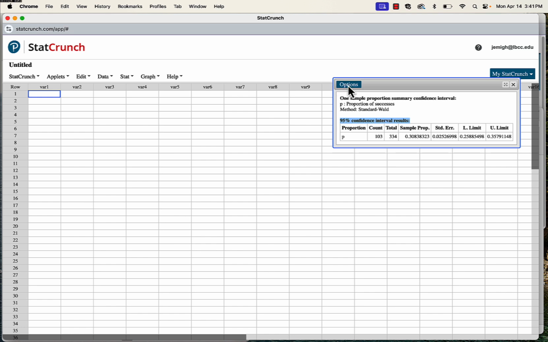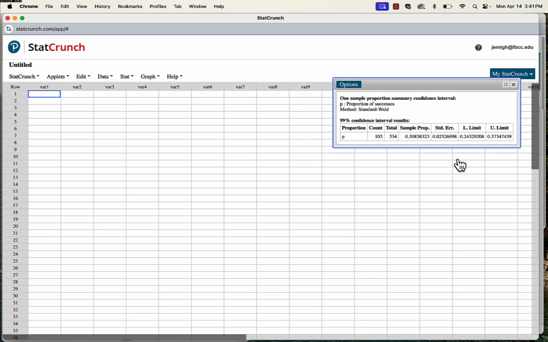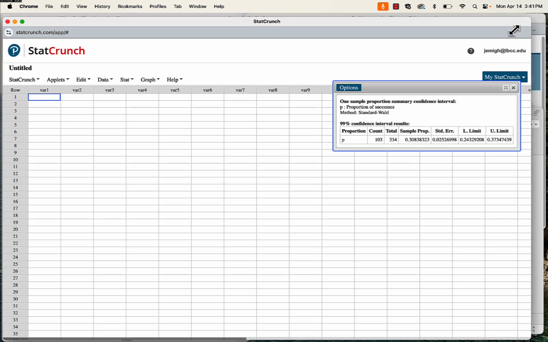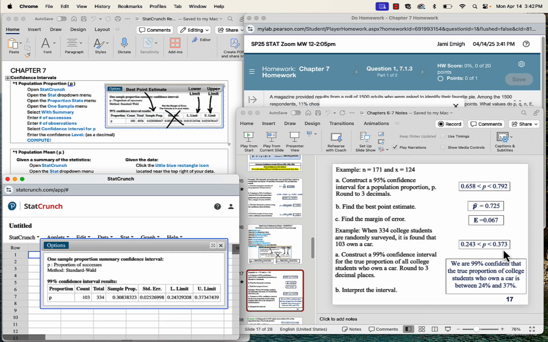Got to go back. Options, edit. Change that confidence level to 0.99. Now compute, and our limits changed. We're now at 0.24329208 and 0.37347439. Okay, we can see here that 0.243 is our lower limit and 0.373 is our upper. Part B wants us to interpret that interval.